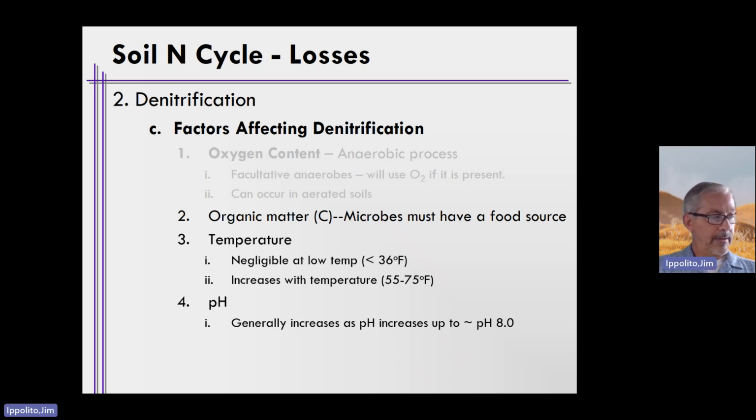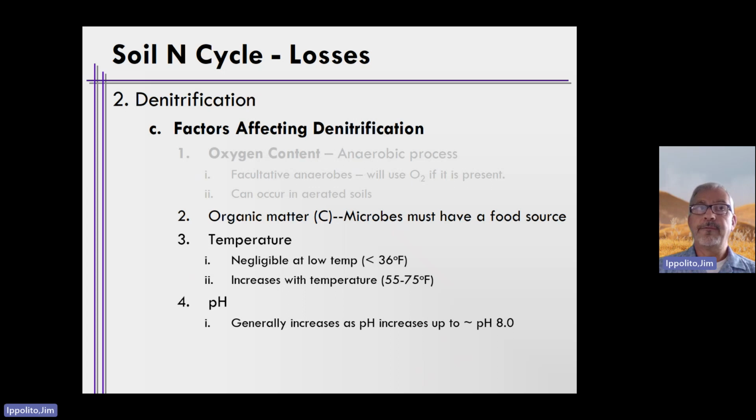Two other factors that affect denitrification. One is temperature, and denitrification is negligible at very low temperatures, say less than 36 degrees Fahrenheit, and denitrification increases with temperature. And it certainly overlaps the sweet spot or zone with respect to the transformations that aerobic organisms need with respect to temperature. They fall between 25 and 35 degrees Celsius, which is close to 75 degrees Fahrenheit. It's not surprising that they all sort of fall in the same location.